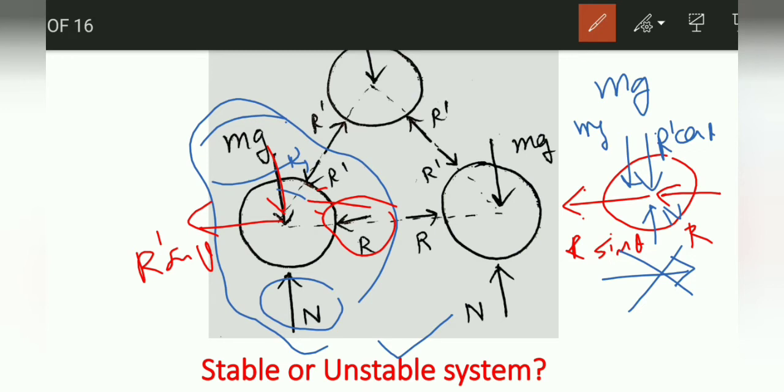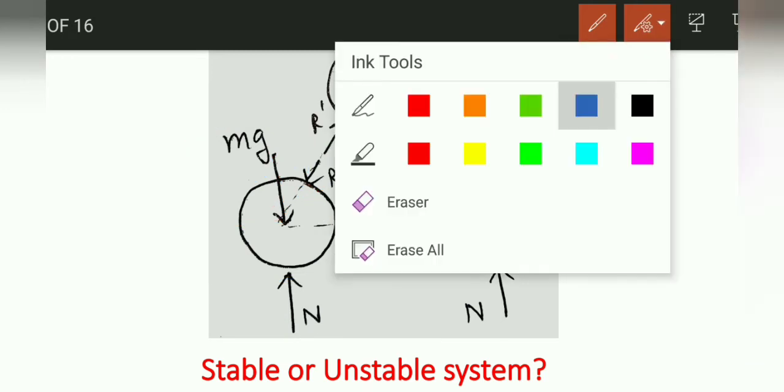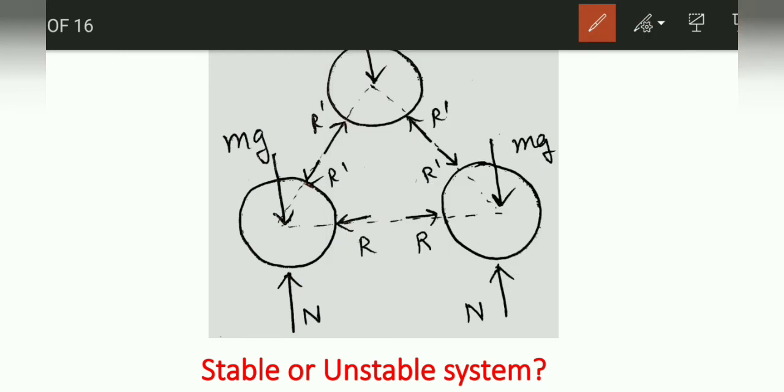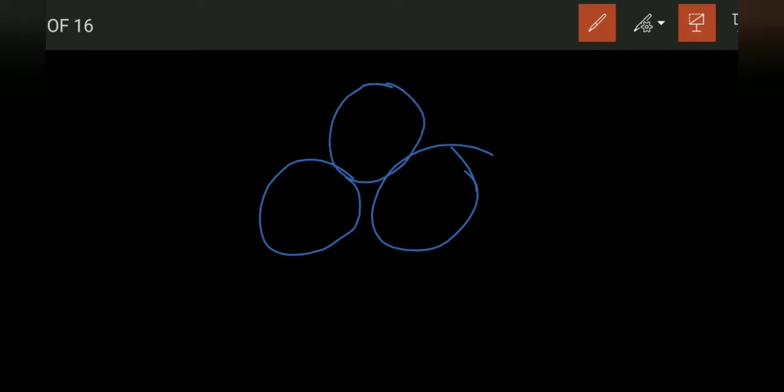This is an unstable system. You can do this directly with some practice. Just see, it is not moving upward or downward, so it is balanced along the y-axis. Now the x-axis you can see. Let's see this here. These are my forces. Now let's analyze only these two pairs.